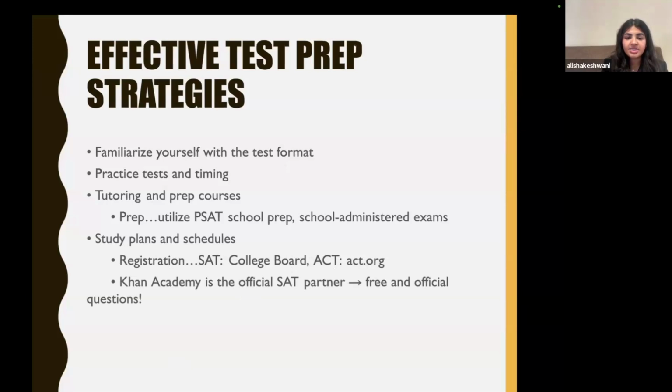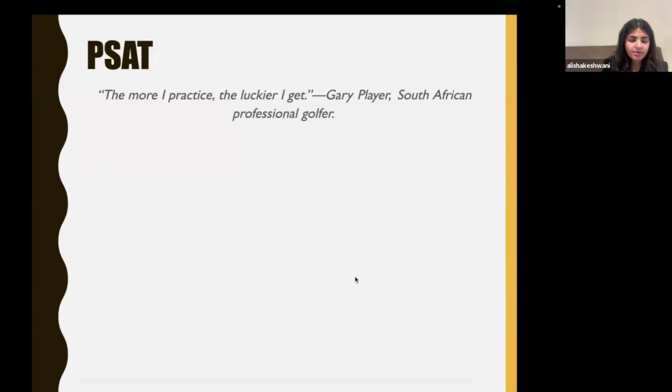Another resource is Khan Academy. It's the official SAT partner, so it's going to have a lot of free questions that are approved by the SAT, so you know that it's going to be the same types of questions that you're going to be asked on the real exam.